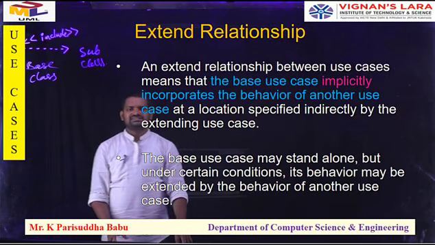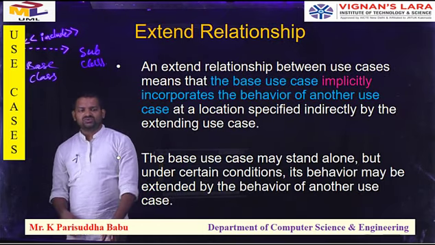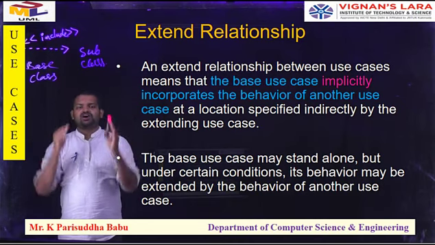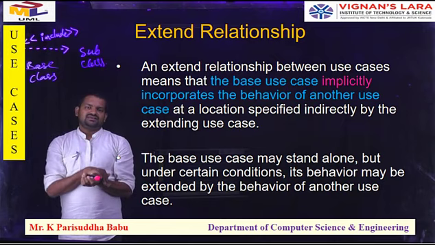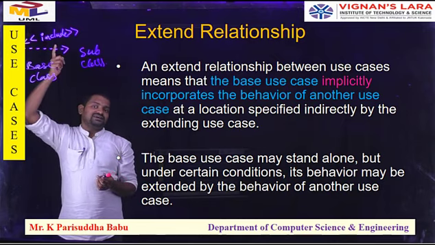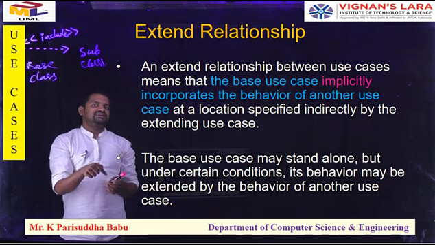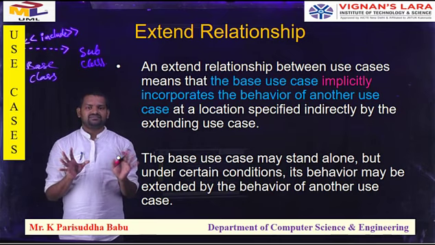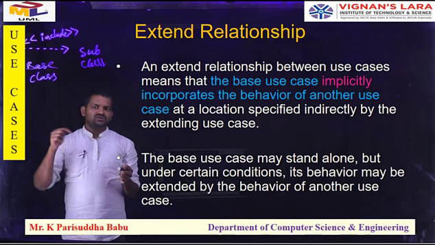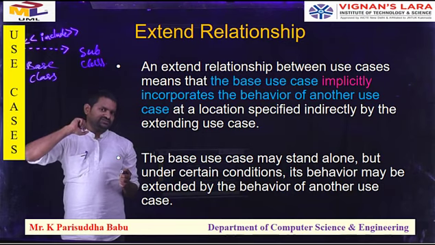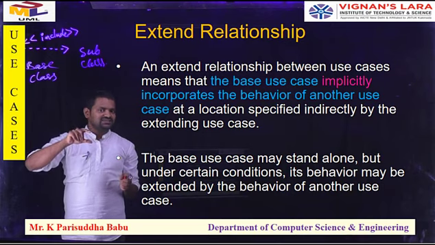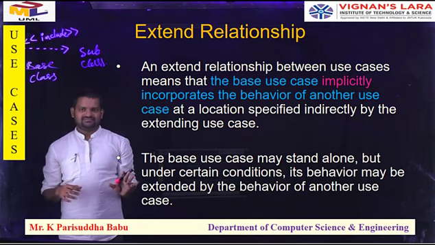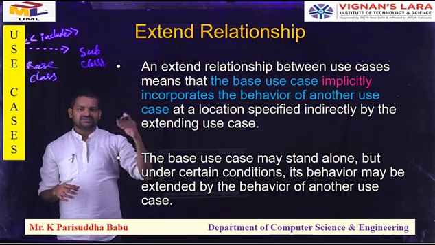and extend relationships. See, in an extend relationship between use cases, the base use case implicitly incorporates the behavior of another, whereas explicit is nothing but the include relationship, and implicit is nothing but the extend relationship. Both are not the same, they are different. Include means additional behavior will be represented, whereas extend means that is also additional behavior that will not arise regularly, that will come depending on some situation.